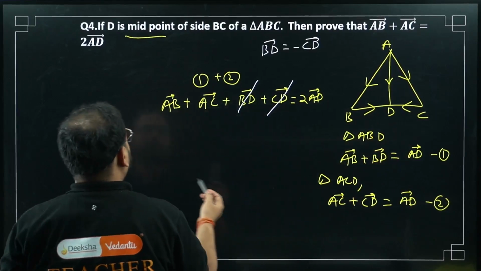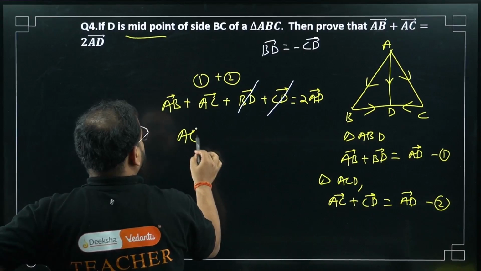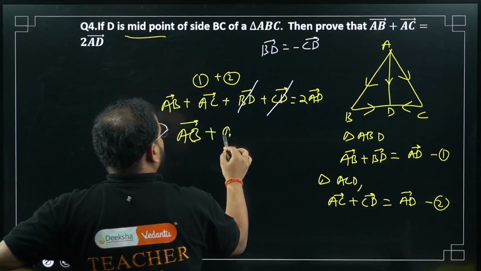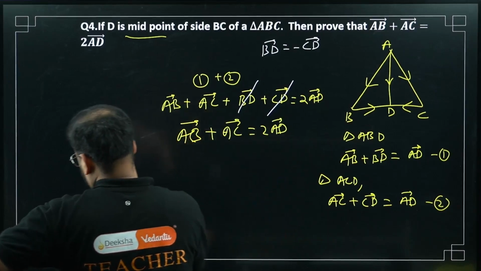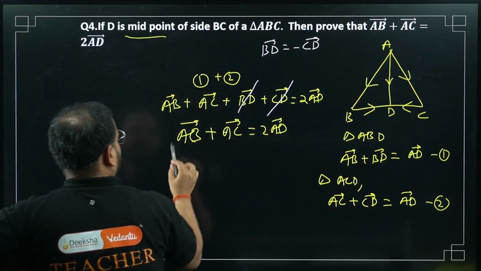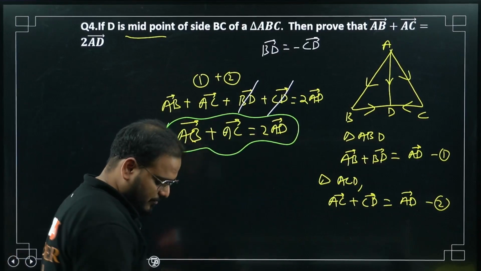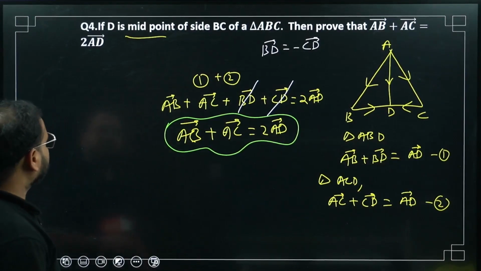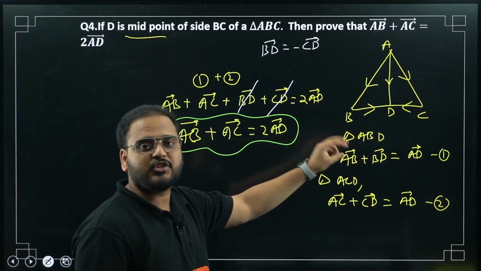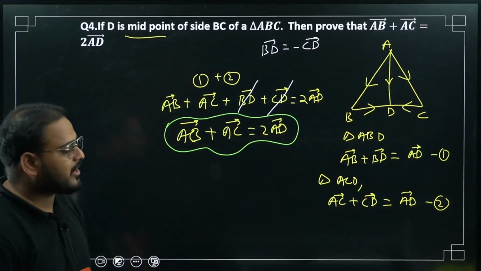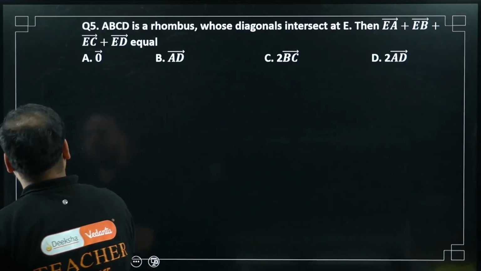So what's my answer? The final answer is AB plus AC equals twice of AD. Proved. This is the proof of your question number 4. It's a simple problem: just draw the figure, apply the triangle law of addition for both triangles, and get the result from there. Okay, moving on to question number 5.